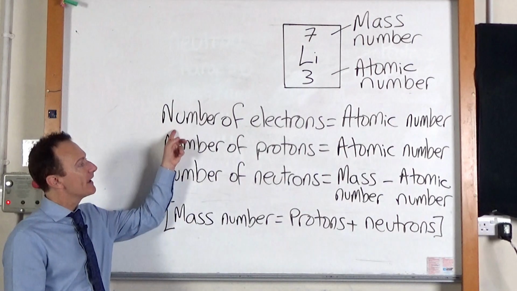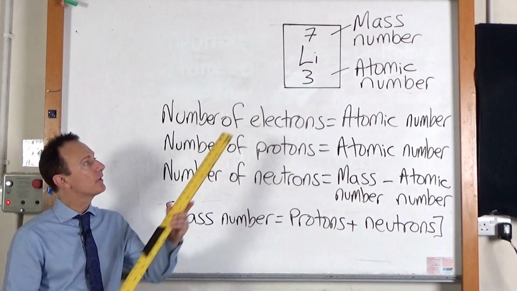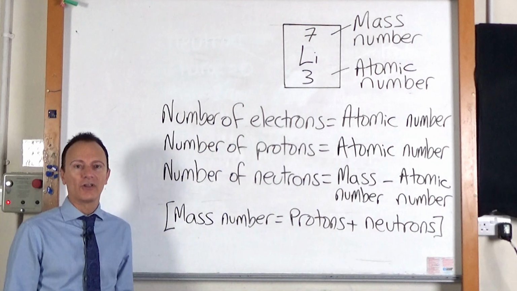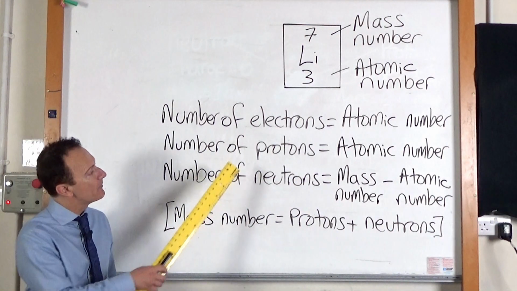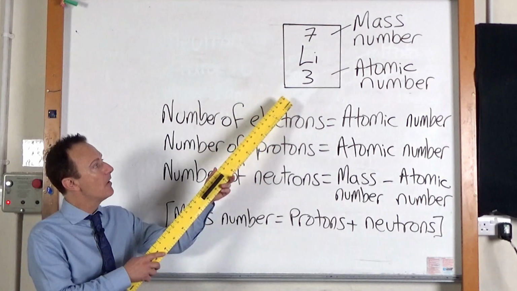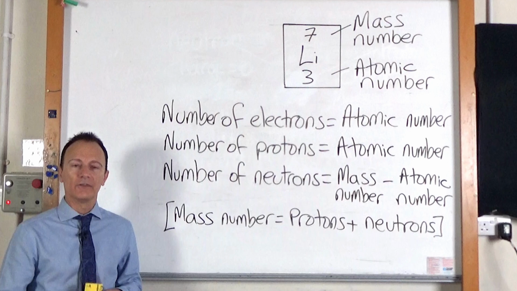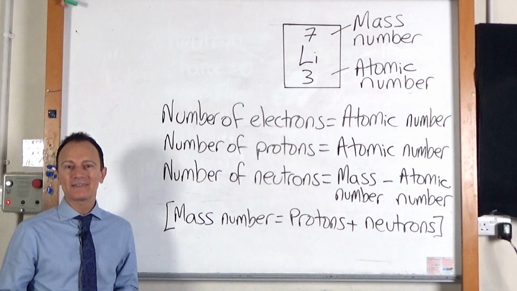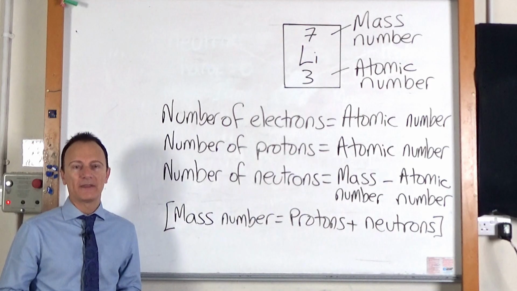And if I want to find out the number of electrons, I look at the atomic number, so I know that lithium has got 3 electrons. If I want to know the number of protons, again, I look at the atomic number. So lithium also has 3 protons. However, for the number of neutrons, I need to do the mass number, take away the atomic number.